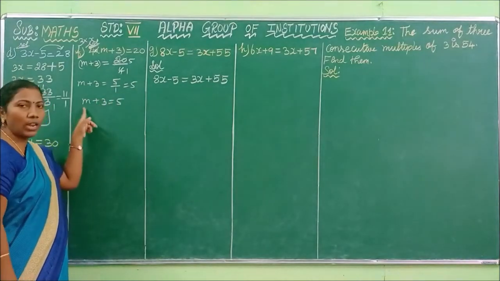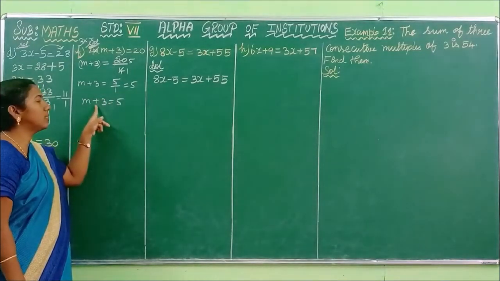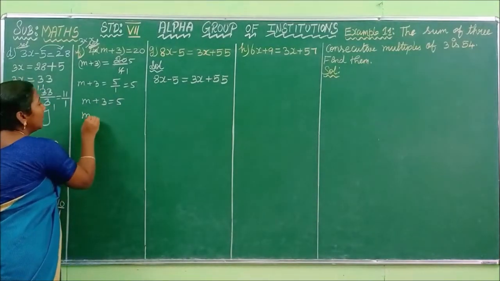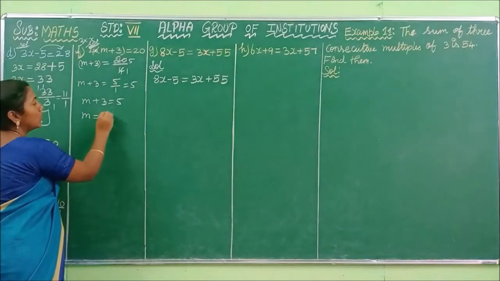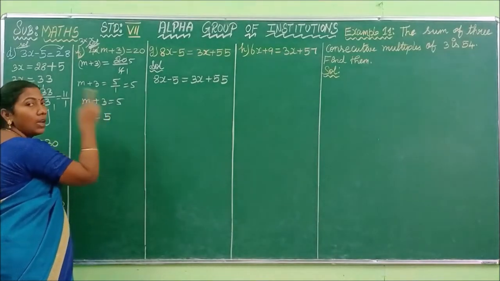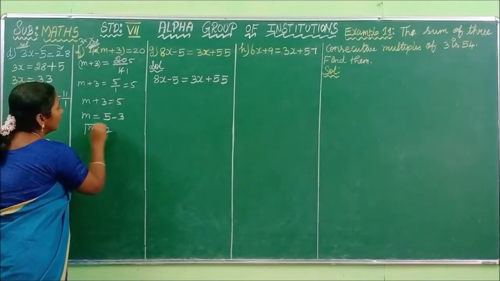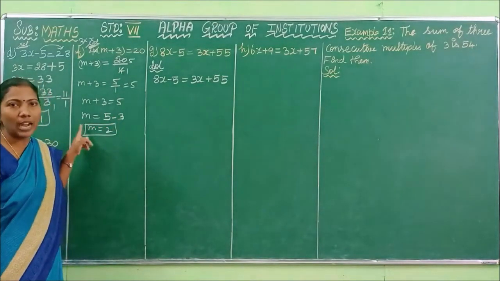In order to find the value of m, we have to bring this 3 to the RHS, that is the right hand side. So its sign should be reversed. So 5 plus 3 became minus 3. So 5 minus 3. m equal to 2. Thus we have found the value of that unknown variable.